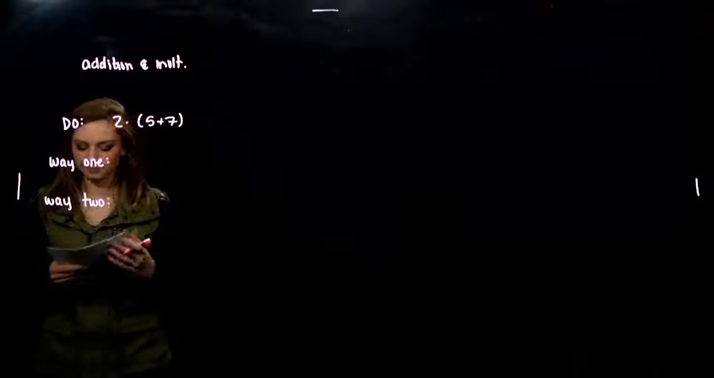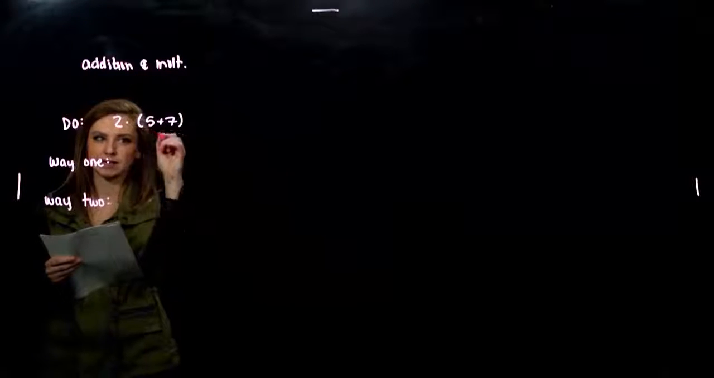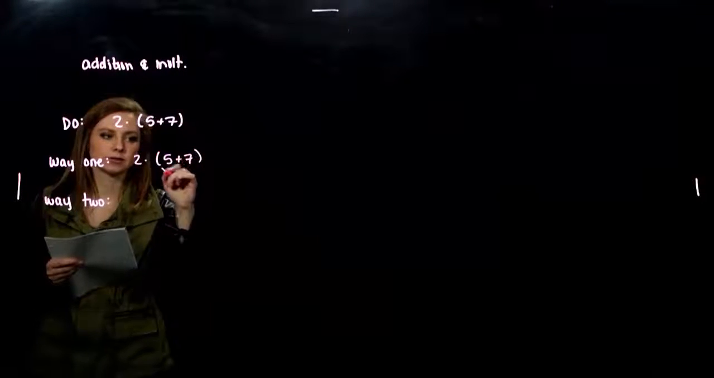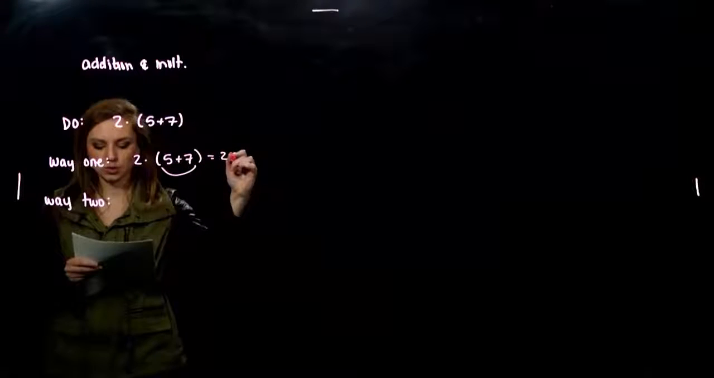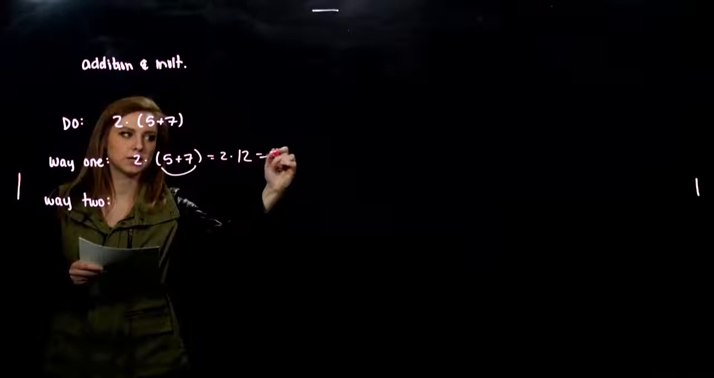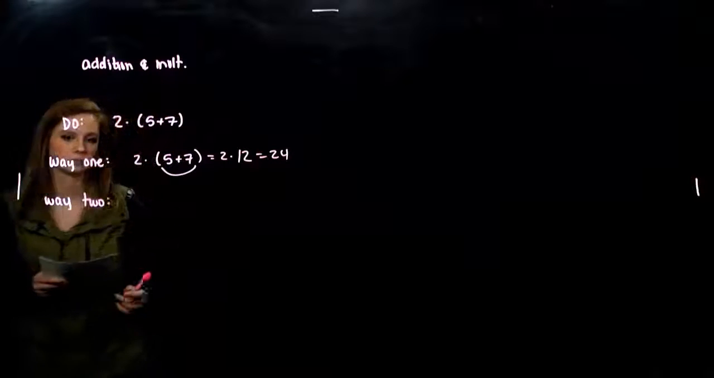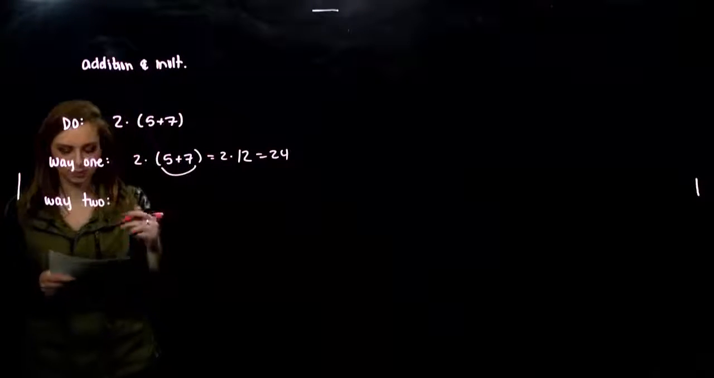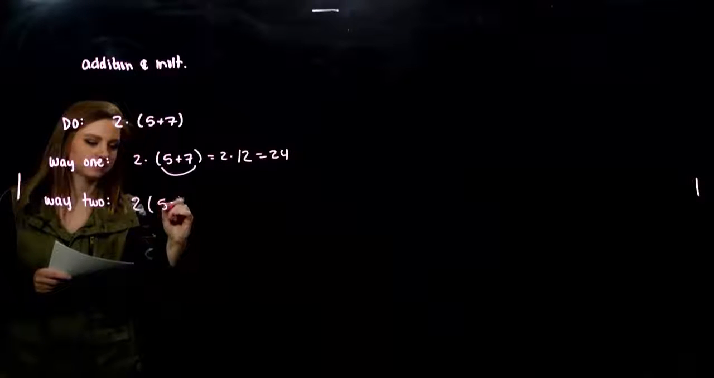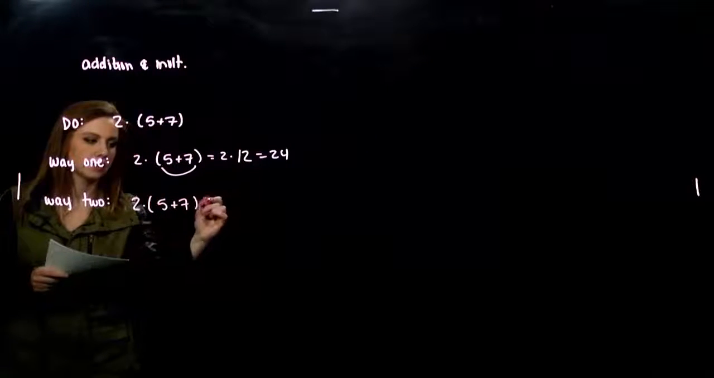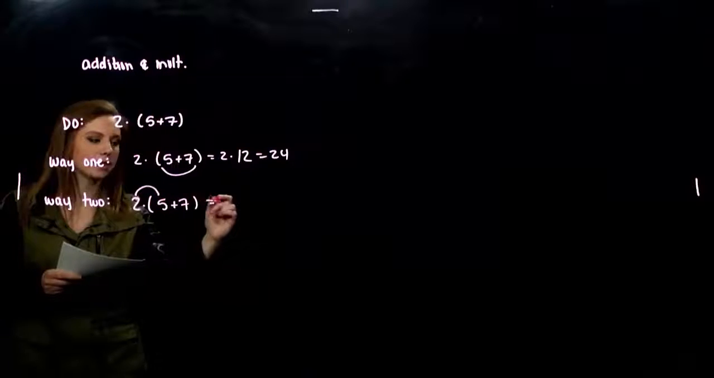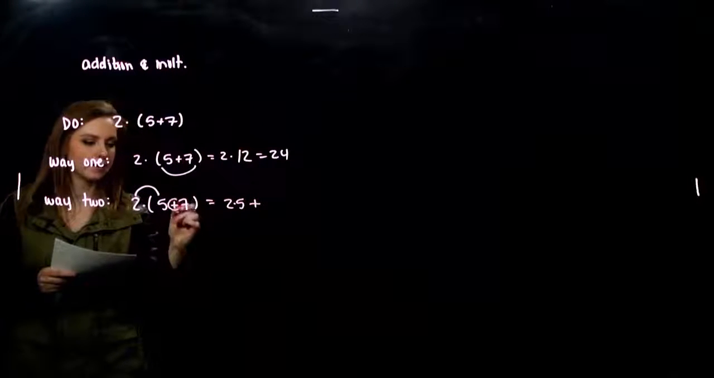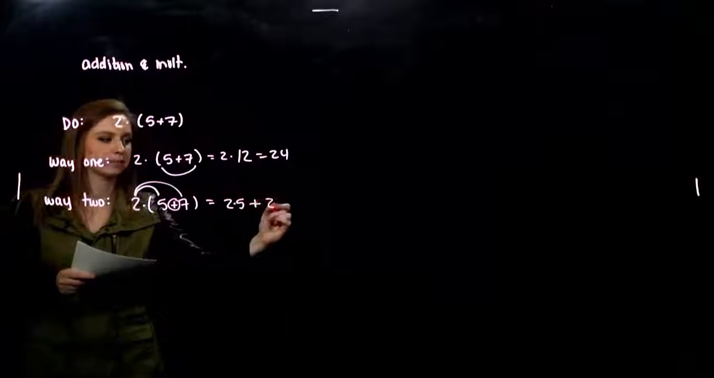So the first one, I could compute on the inside 5 plus 7 first. So that'll give me 2 times 12, which gives me 24. Okay, so I computed and then I distributed 2 to it. Or what else could we have done? I could have distributed 2 to 5 and said 2 times 5, compute that first. Then add 2 times 7.